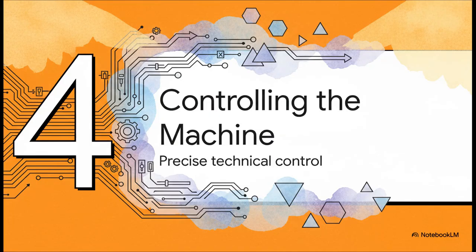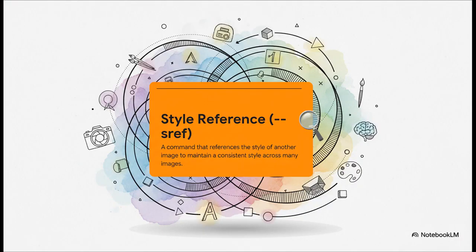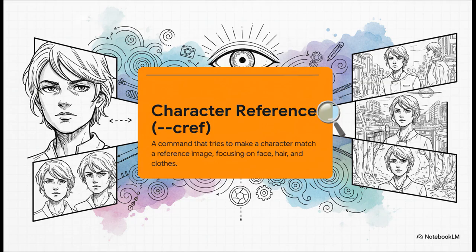All right, now we're getting into the really technical stuff. This is where you're not just describing a scene with words anymore. You're giving direct commands to the machine, using these things called parameters to control the output in really precise ways. So check this out. This style reference command, or --sref, instead of trying to describe a style with a dozen keywords, you can just point to an image you like and say, make it look like this. There's even a random command that lets the AI just surprise you, which is a great way to discover totally new styles.